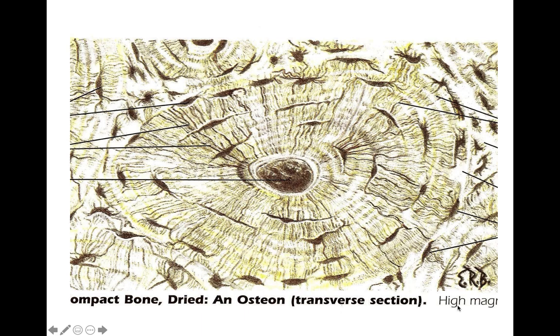This is what we're talking about, folks. This is what you saw on your slides. You're seeing a bullseye, right? The dark black circle at the center, that's going to be the Haversian canal. The white circles are those lamellae that we spoke of.